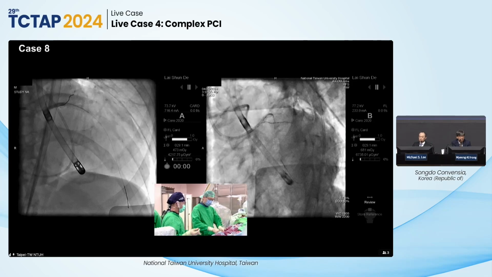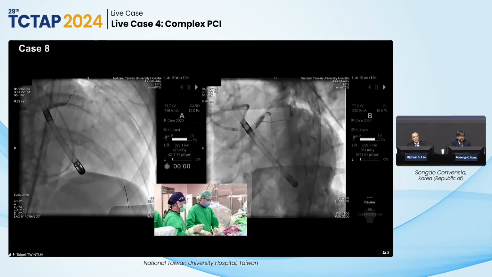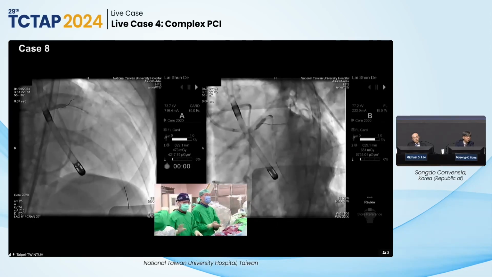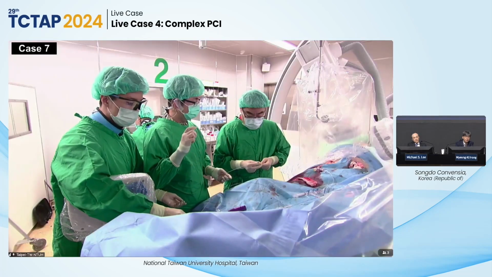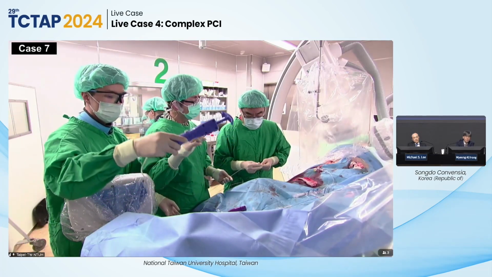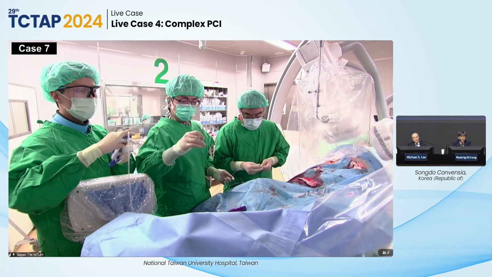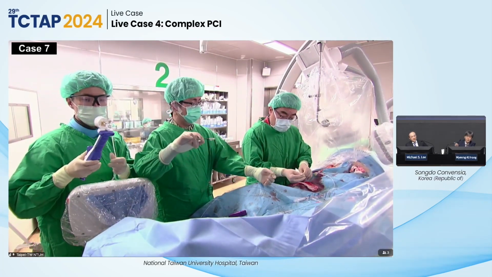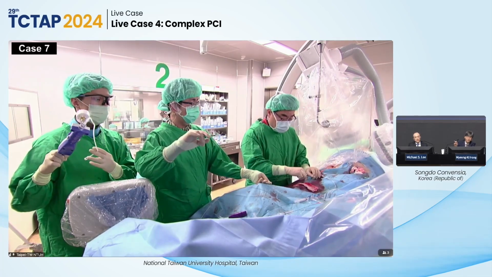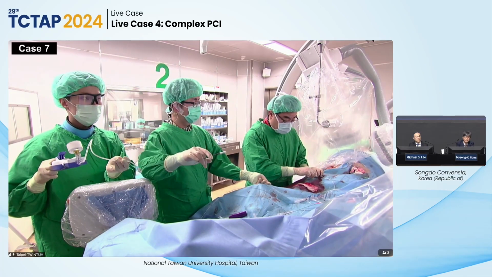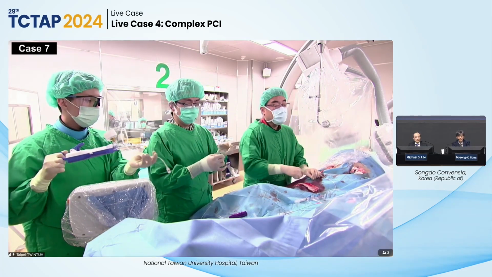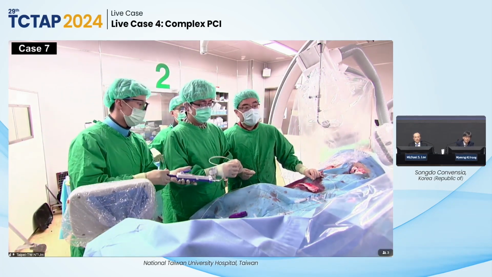We want to see the final result from Dr. Kao's procedure. Okay. Dr. Kao, hi. Dr. Huang, what's going on? Yeah, according to your advice, we have done a culotte. We are at the final stage of kissing balloon and KBT. So let's review the angio, please.